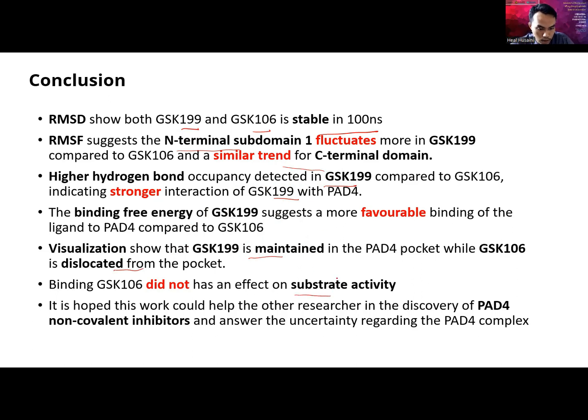It is hoped that this work can help other researchers discover more about PAD4 non-covalent inhibitors and answer the uncertainty regarding the PAD4 complex.